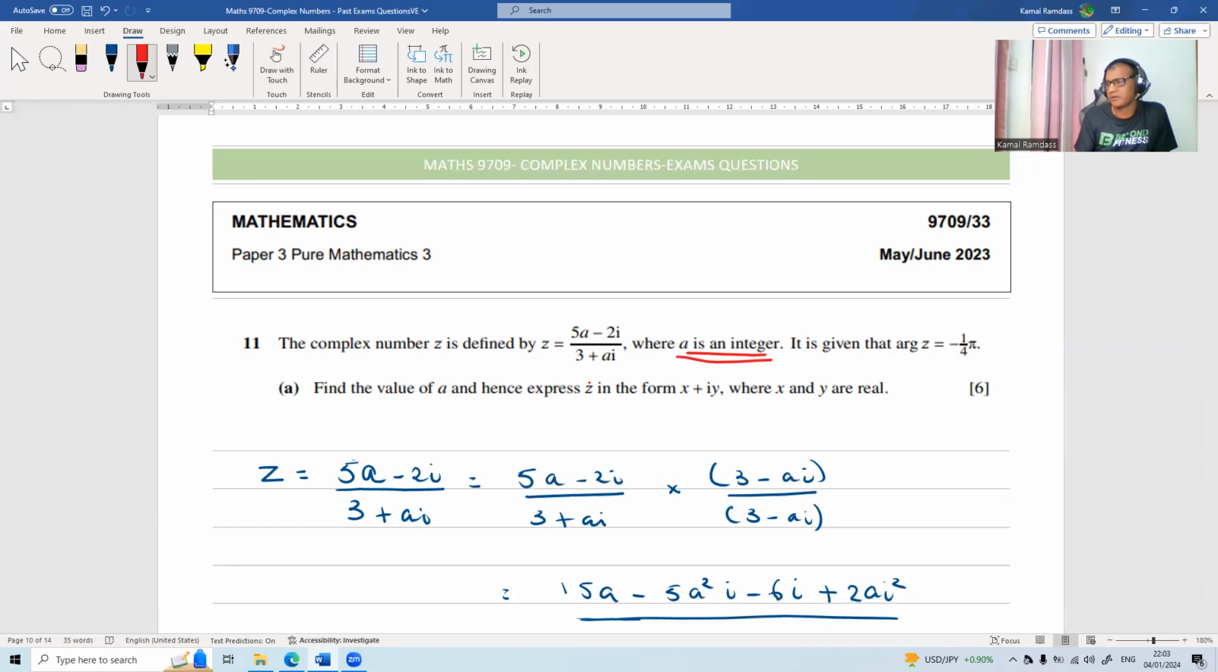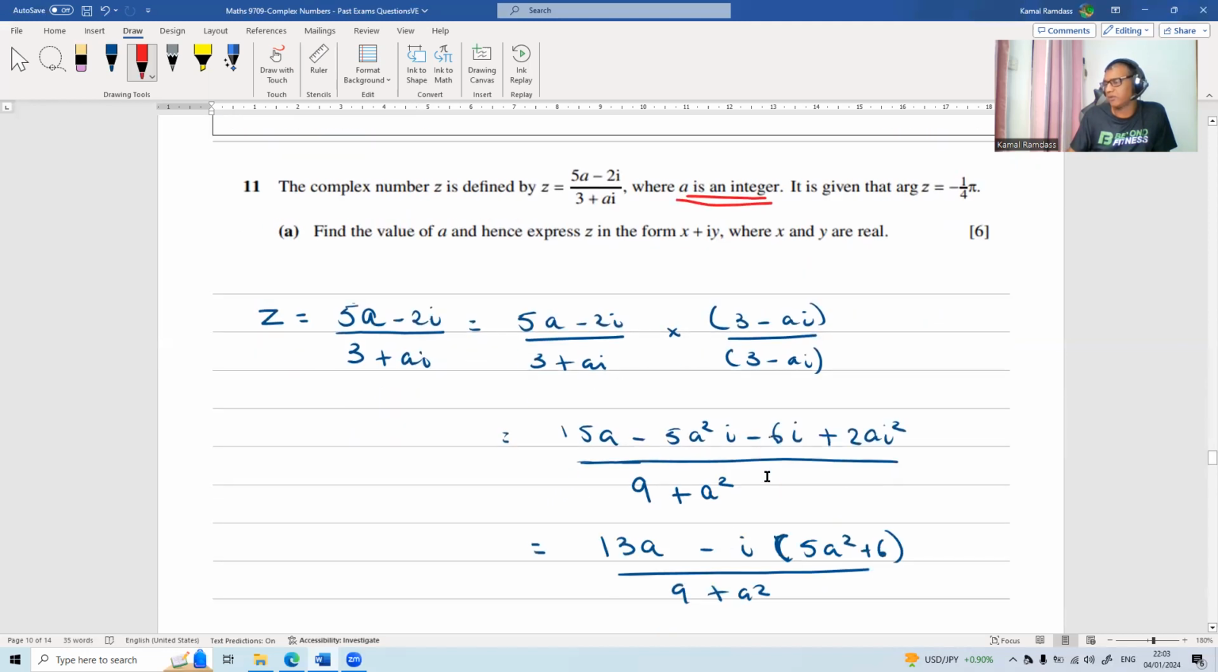So, z is equal to 5a minus 2i divided by 3 plus ai. That means we make the denominator a real number. OK? We eliminate the complex part. We multiply by its conjugate. That means 3 times 3 gives 9, and ai squared minus ai squared gives a squared plus a squared.